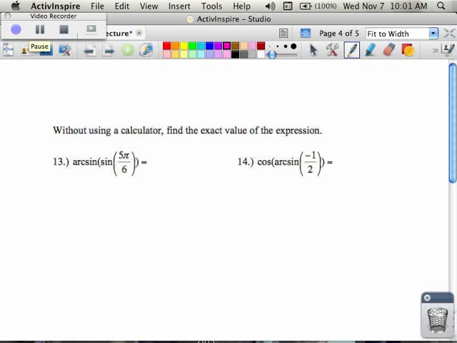So first of all, don't drink 5 cups of coffee after going to bed at 4 o'clock in the morning. That's my advice.